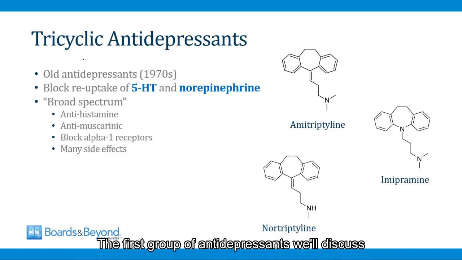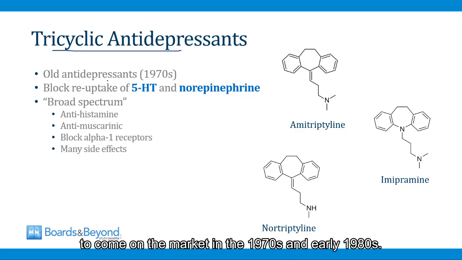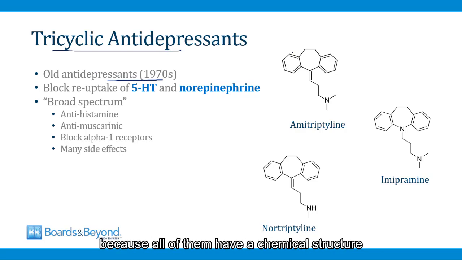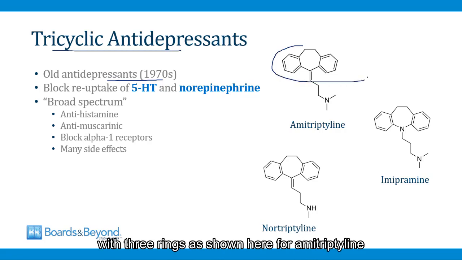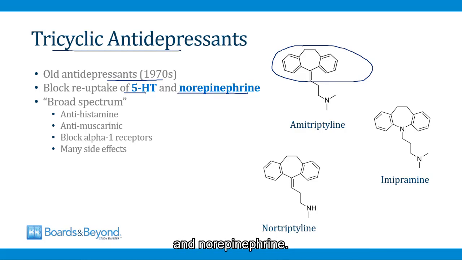The first group of antidepressants we'll discuss are the tricyclic antidepressants. These are very old drugs. They were some of the first antidepressants to come on the market in the 1970s and early 1980s. They're called tricyclic drugs because all of them have a chemical structure with 3 rings, as shown here for amitriptyline. And they work by blocking the reuptake of serotonin and norepinephrine.